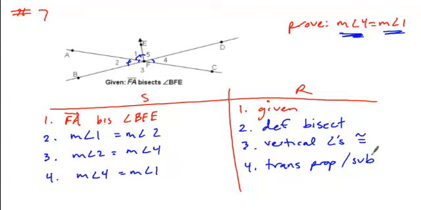So basically what I could have done is I could have taken this statement right here, started with angle 4, and then substituted in the equivalent measure of angle 1 for angle 2 to get my statement here. But transitive property is a little more specific relationship.